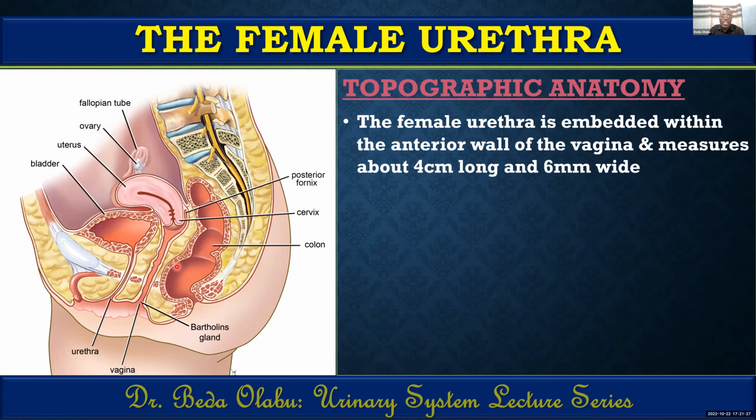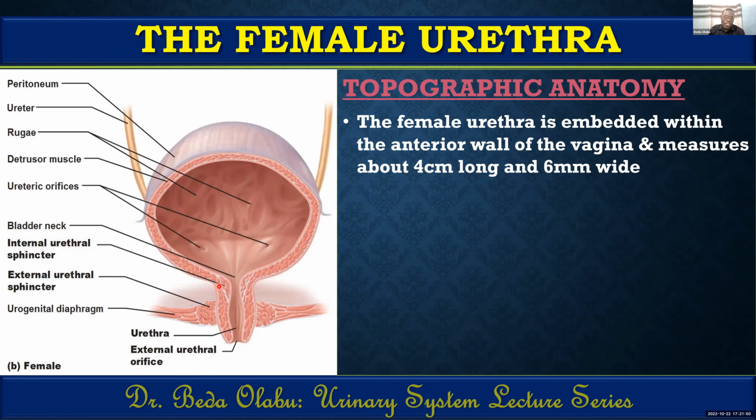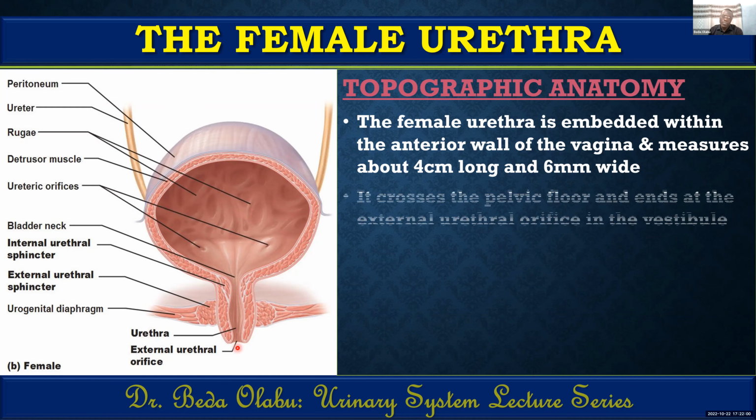Topographically, the female urethra is embedded within the anterior wall of the vagina. So if this is the urinary bladder, this is the female urethra, this is the vagina. So it's embedded within the anterior wall of the vagina. It measures about 4 centimeters long and 6 millimeters wide. So it's wider than the male urethra, but shorter than the male urethra. This is it in profile, the female urethra from the urinary bladder all the way to its external orifice.